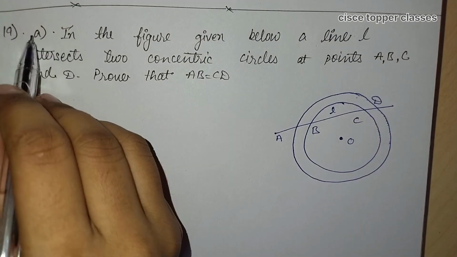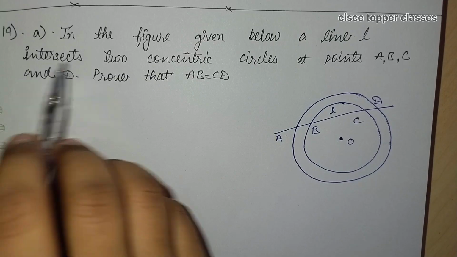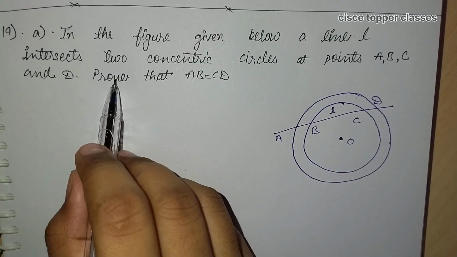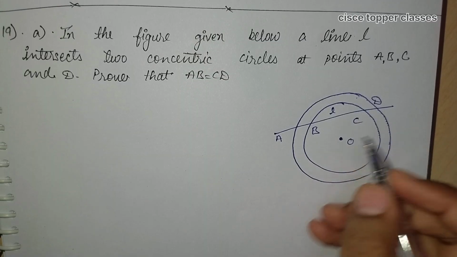Now let us solve question 19, first part. In the figure given below, a line L intersects two concentric circles at points A, B, C and D. Then prove that AB is equal to CD.